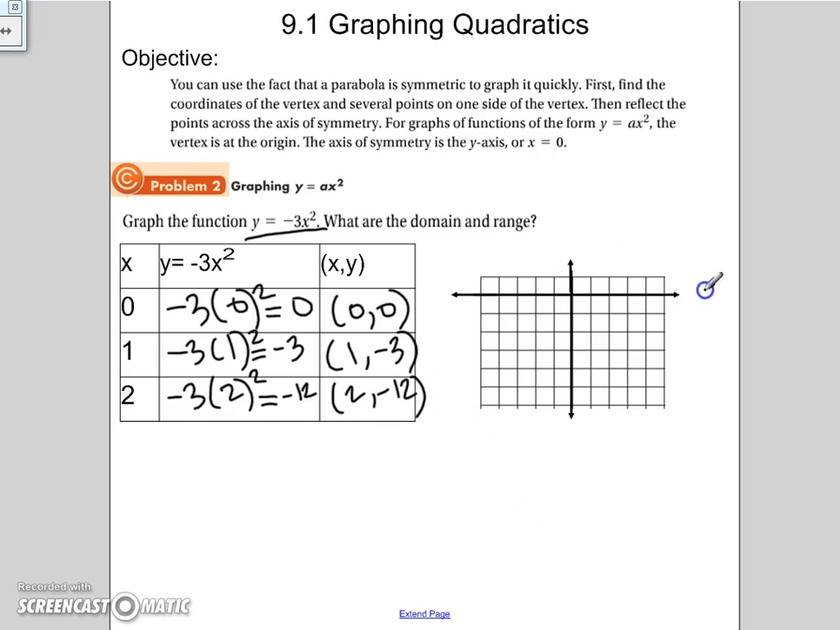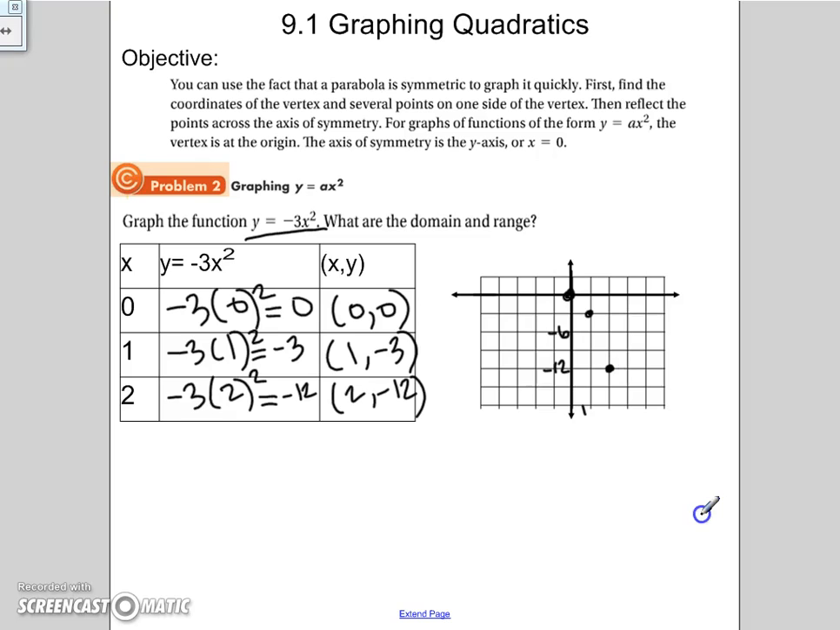So on my x-axis, I am going to count by 1s. On my y-axis, because I need to get negative 12 here, I'm going to count by 3s. Okay, so I'm going to call this negative 3, negative 6, negative 9, negative 12, etc. So my first point was 0, 0. The second point was 1, negative 3, and our last point was 2, negative 12.